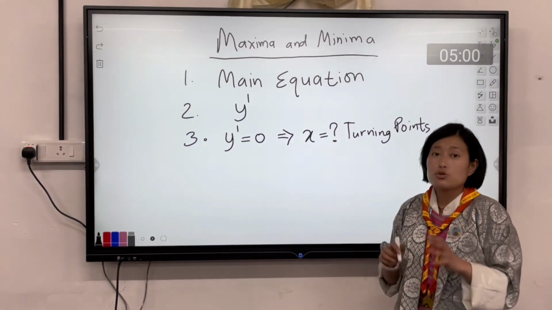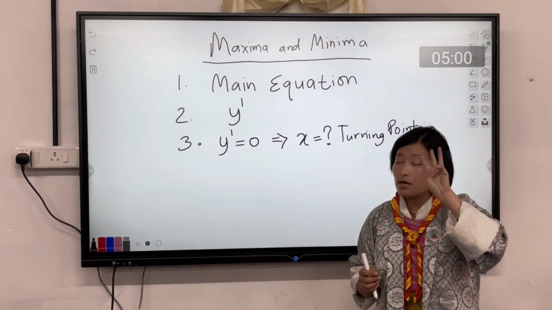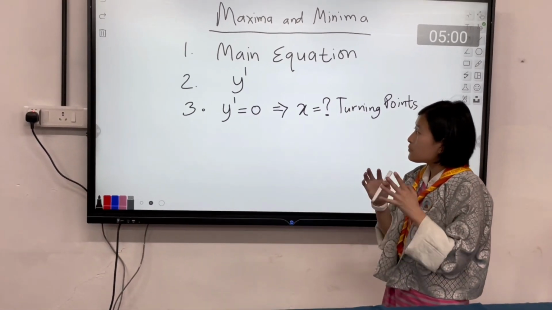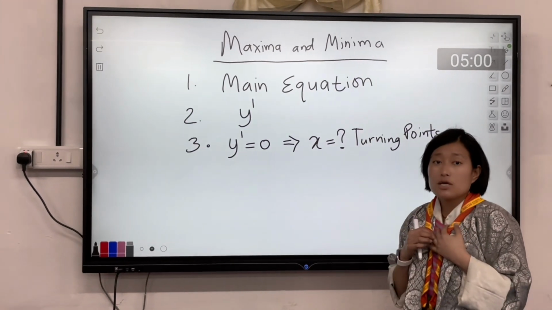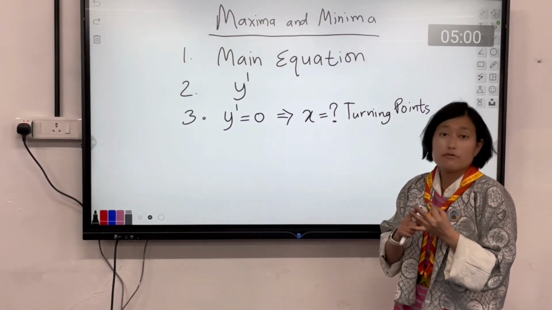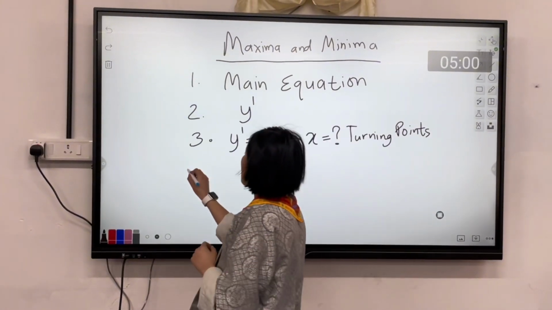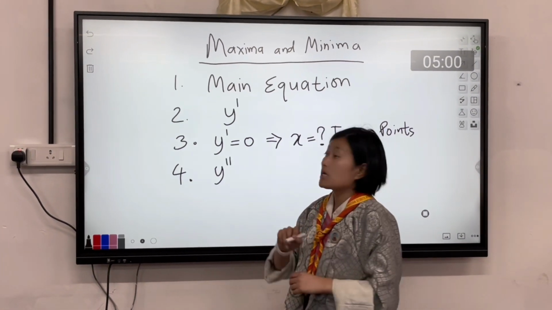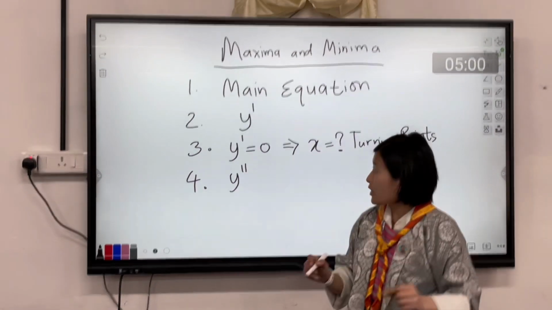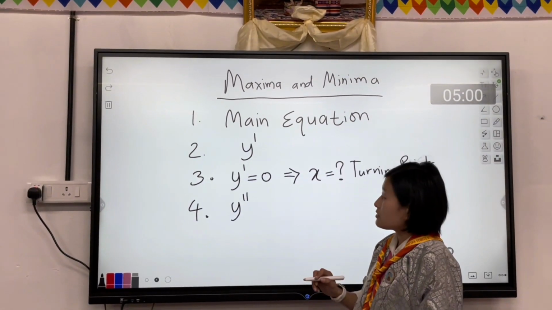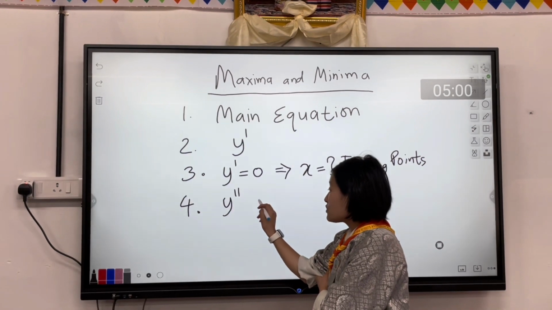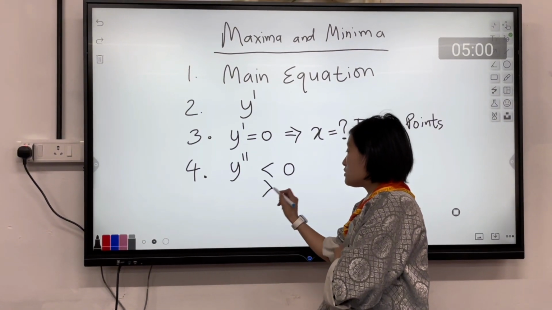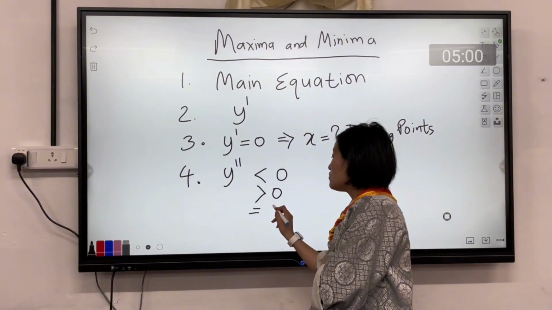Now after getting x, you saw that there are 3 turning points: maximum, minimum, or point of inflection. Now you must be wondering, the x I got, is it maximum, is it minimum, or is it a point of inflection? This will be resolved in step number 4. When you differentiate the first differentiation, it becomes the second derivative, right? So when you differentiate it twice, the answer that you get from the second derivative, you have to compare it with 0. Is 0 greater, or is 0 lesser, or is it equal to 0?